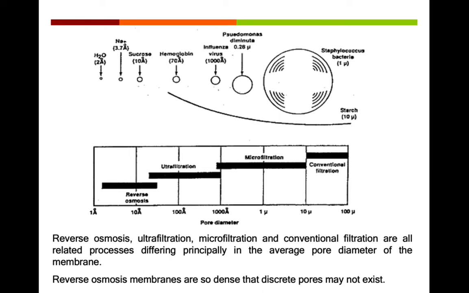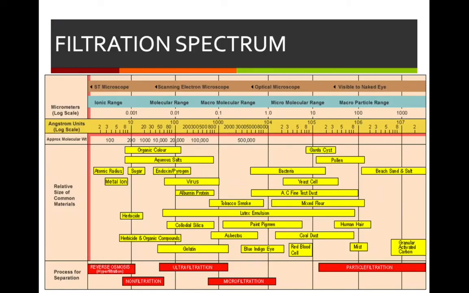So reverse osmosis membranes are so dense that discrete pores may not exist. That's what I mentioned just now. For NF, MF and UF, basically you are separating your material through pore size, pore diameter, but for RO, it's a dense membrane, so the transfer from one side of the membrane to the other is through diffusion.